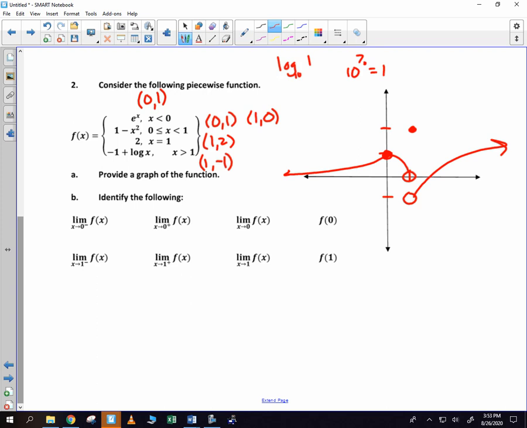There's my graph. The limit as x goes to 0 from the left, 1 from the right, 1, and the function value is 1. So the limits match, it's 1, and the function value is 1. Limit from the left of 1 is going to be 0. Limit from the right, -1. That means that the limit does not exist because those two are not the same. If you plug in 1 to the function, it looks like you get a height of 2.